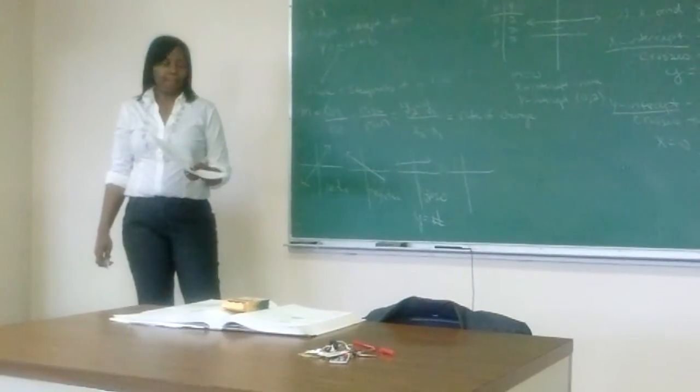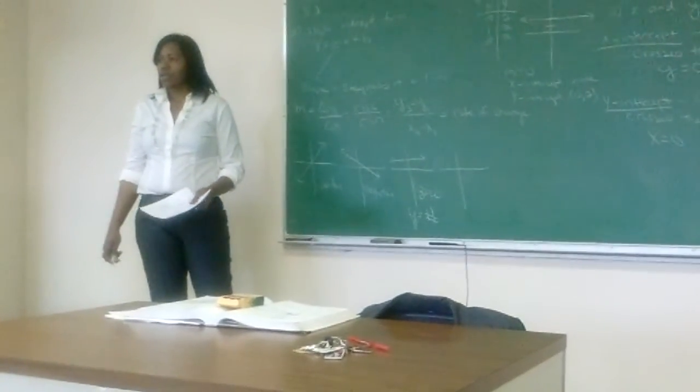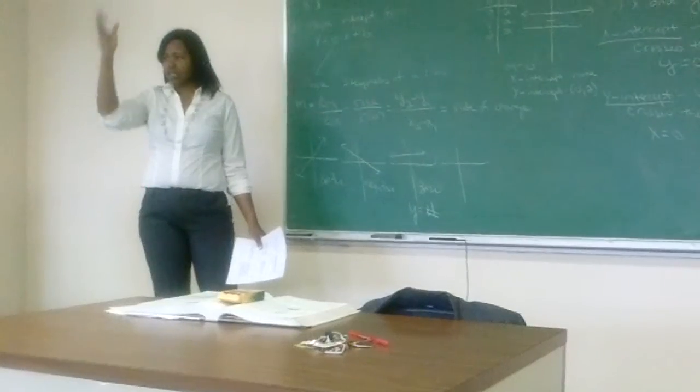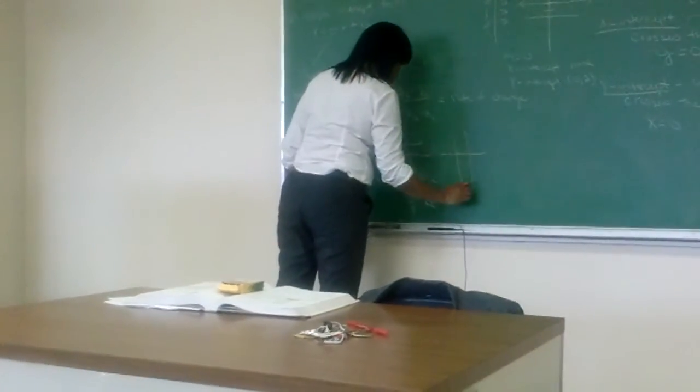Any questions? This last one is special as well. That slope is undefined, and it goes just like this. It's a vertical line.